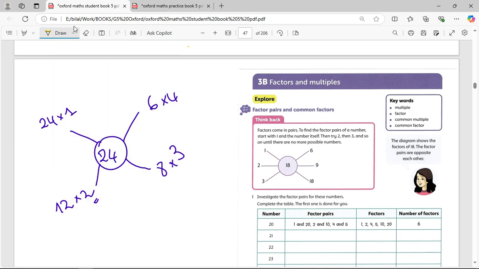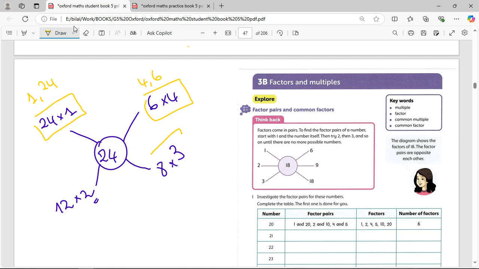The ones in yellow that I'm going to mention now are called pairs. What are pairs? We have 1, 24 as a pair. The second pair is 4 and 6. Look, I'm doing pairs from small to big. I couldn't say 6 and 4 because 6 is bigger. So when you give factors, you begin with the smallest, then you give the biggest.